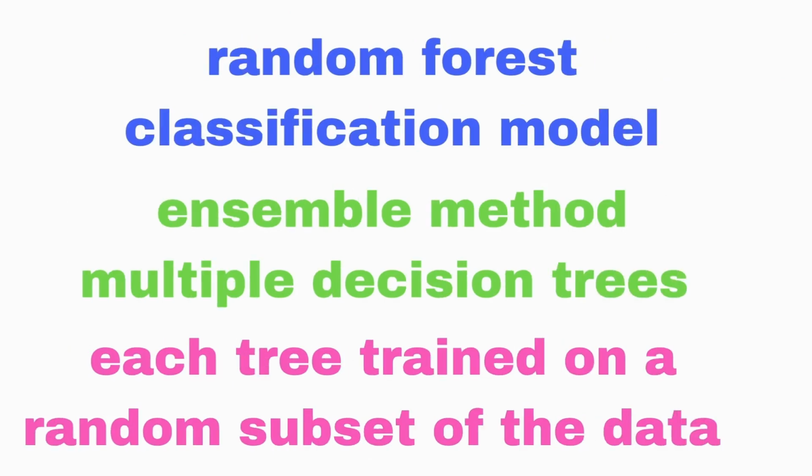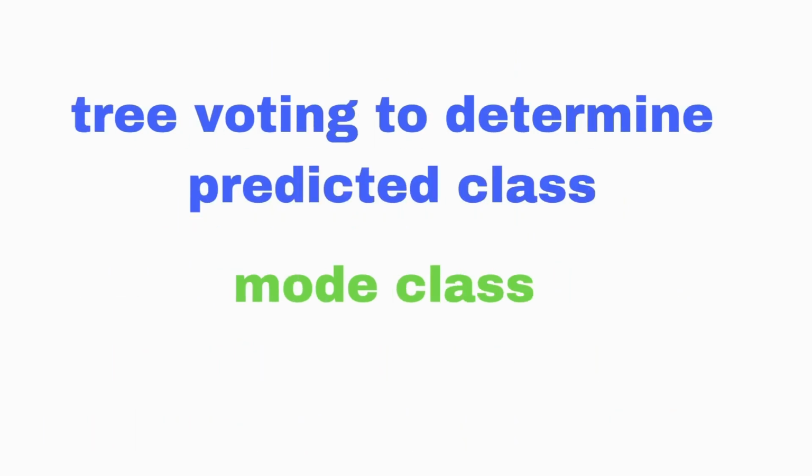A random forest classification model is an ensemble method which is built upon multiple decision trees. Each tree is trained on a subset of the training data. The random forest uses voting to determine the predicted class. For example, each decision tree from its inputs will predict a class, and the class which is predicted by the most decision trees will be the random forest prediction.